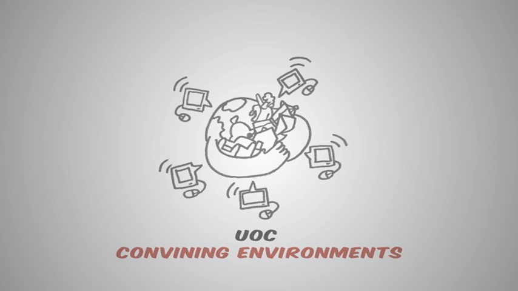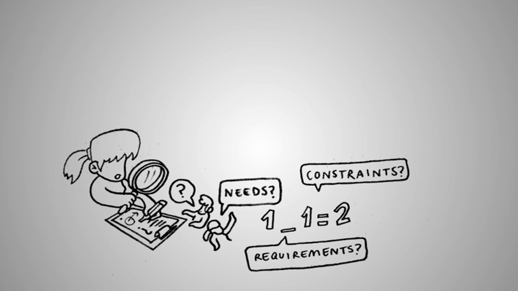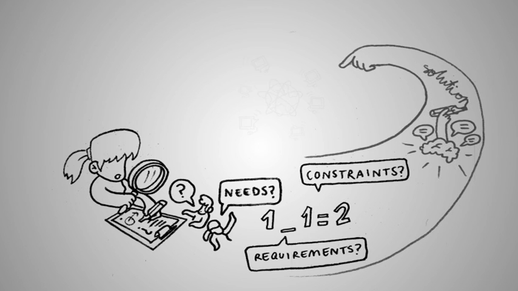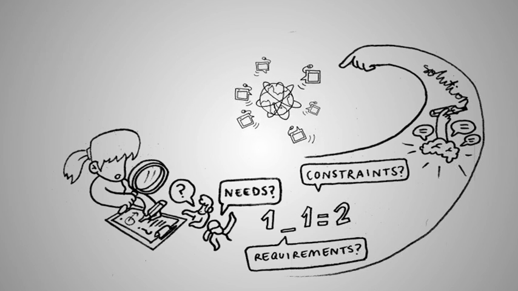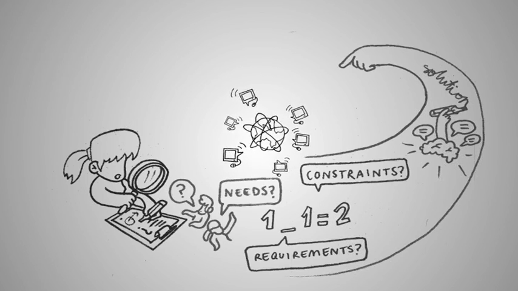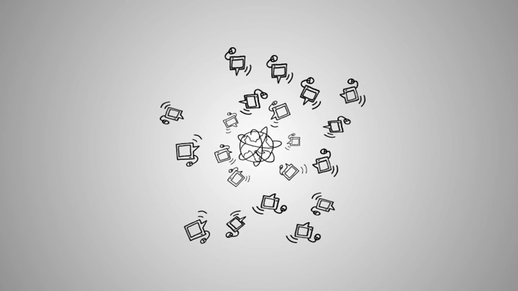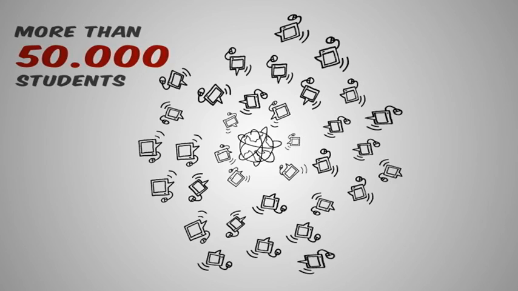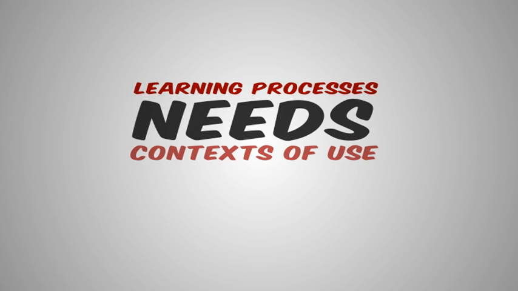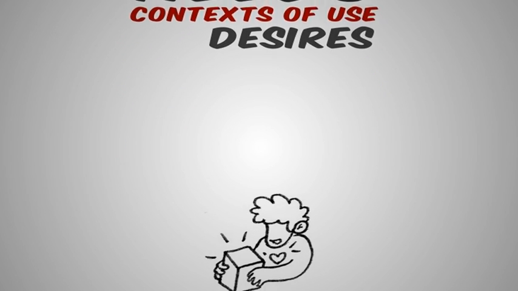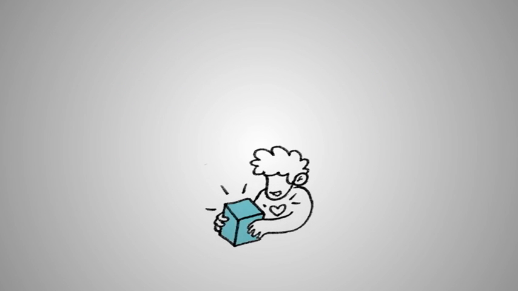After having analyzed the different needs, requirements and constraints, we have designed a solution based on maximizing our technical infrastructure. One of the main aspects to take into account for the design of this Internet object is to be able to serve more than 50,000 students. As a result of this large volume, we have to address many different learning processes, as well as needs, contexts of use and desires.